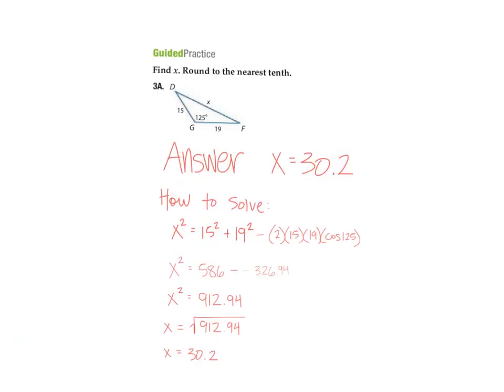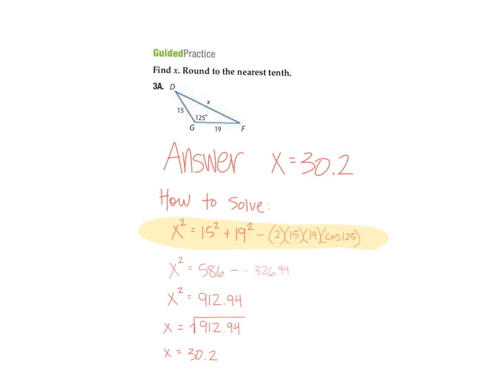The answer to that problem is 30.2. If you got 30.2, go ahead and skip ahead in the video about 1 minute. If you did not get 30.2, let's talk about how we can get that answer. In order to get 30.2, go ahead and look at this first step here where I substituted in my information into the Law of Cosines formula. You can double check your work and see if you substituted the numbers into these same places that I did.